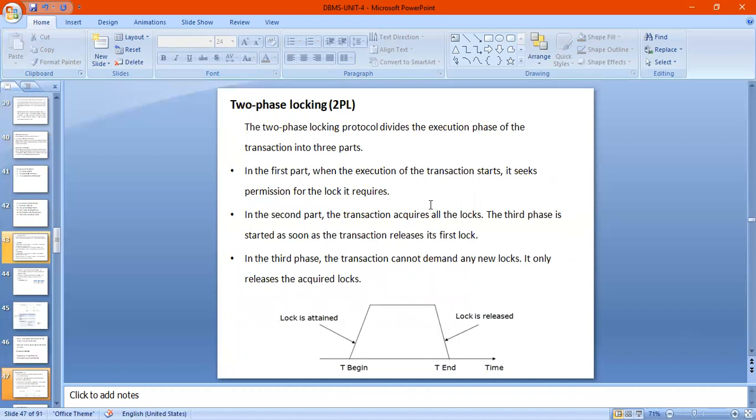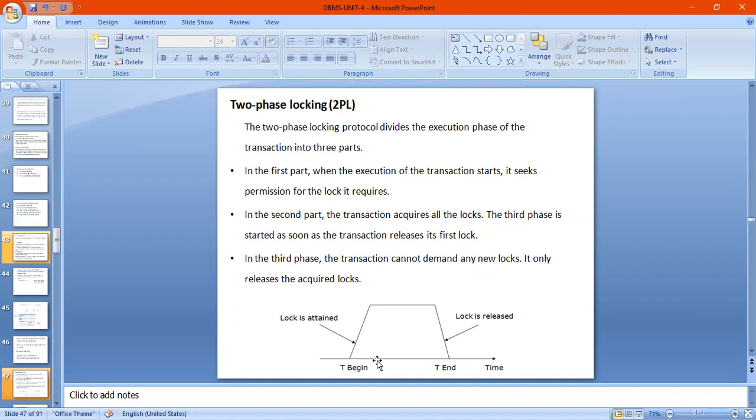Two-phase locking, that is called two-phase locking, 2PL. The 2PL locking protocol divides the execution phase of the transaction into three parts. The first part: when the execution of the transaction starts, it seeks permission for the locks it requires. The second part: the transaction acquires all the locks. The third phase starts as soon as the transaction releases its first lock. In the third phase, the transaction cannot demand any new locks. It only releases the acquired locks.